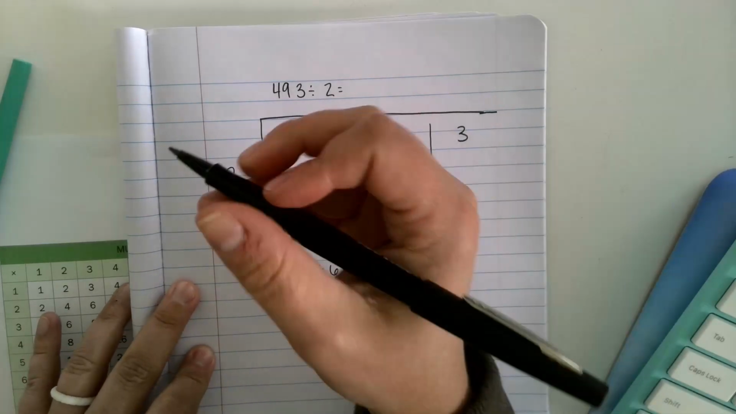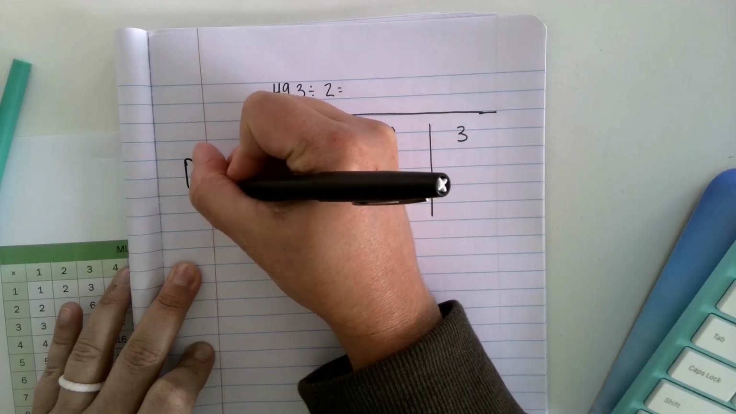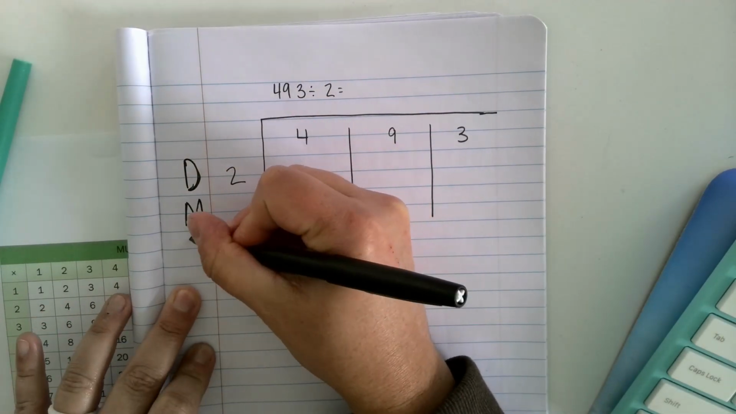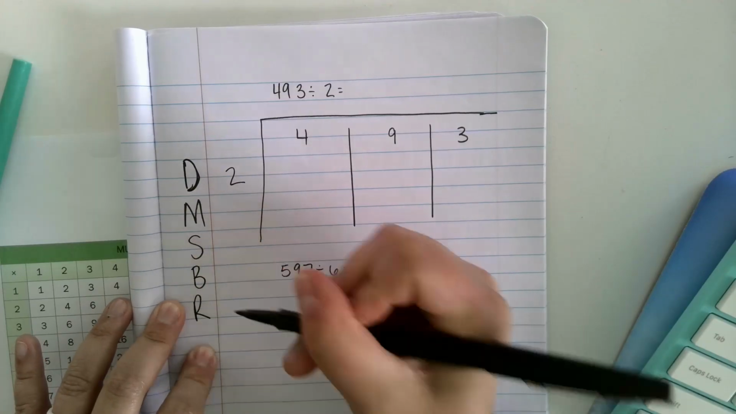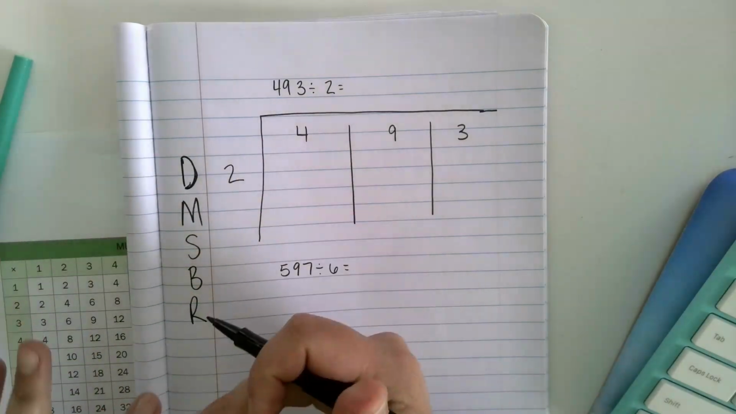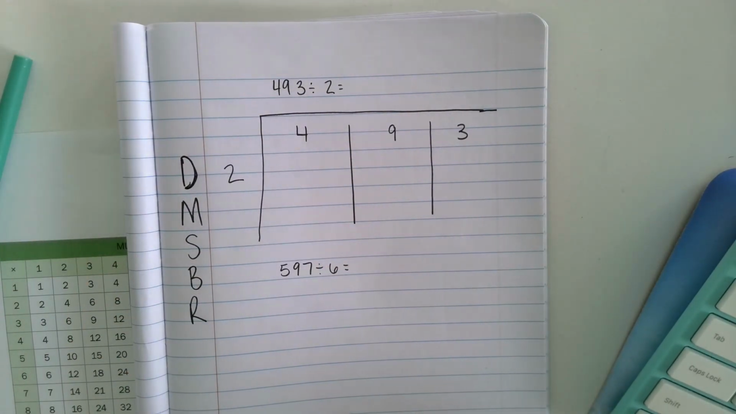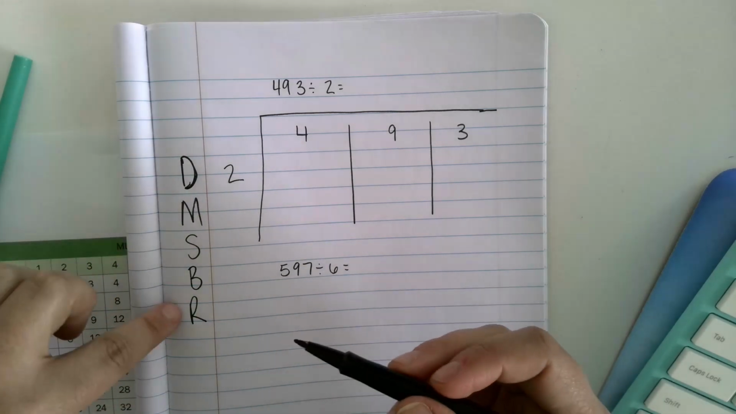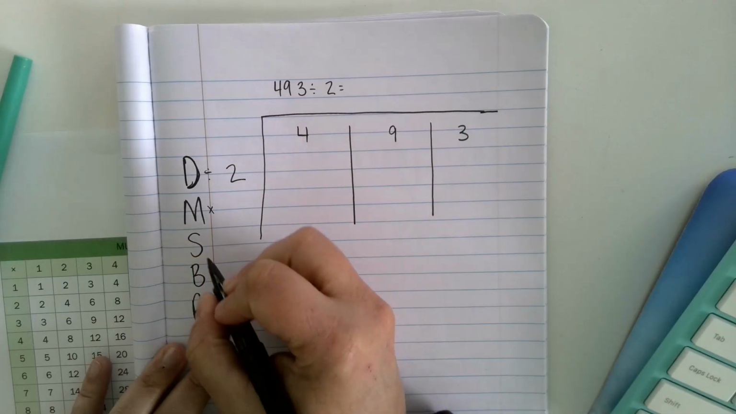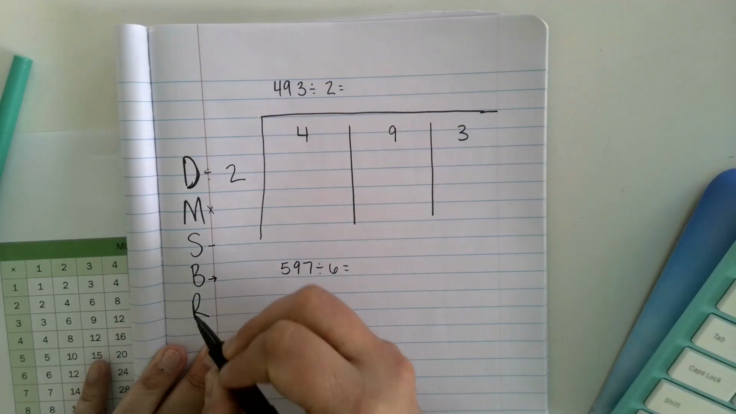So over here to the side, I'm going to write a little acronym. An acronym is a set of letters that stand for something. So my acronym is Does McDonald's Sell Burgers Really? And I'm writing it nice and big because I want to use it for all of my division problems. This stands for the steps of division. You can make up whatever saying you want to remember. It just has to all start with those letters. D stands for divide, M stands for multiply, S stands for subtract, B stands for bring over, and R stands for repeat or remainder.